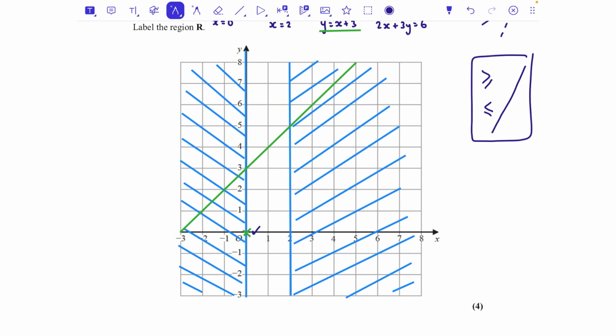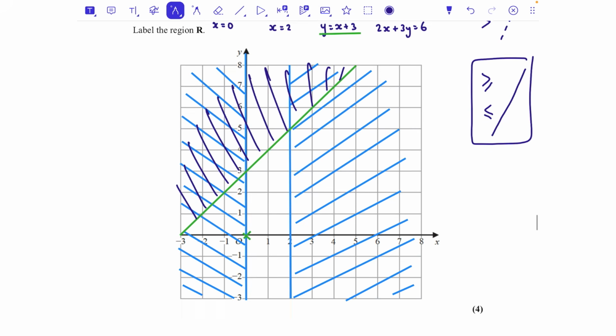And if that point is good, that means every single point on this side would be good, and every single point on the other side we don't want. So that means that I now know that I can shade this side of that green line. I don't want anything on that side. None of the coordinates on that side would satisfy the inequality.